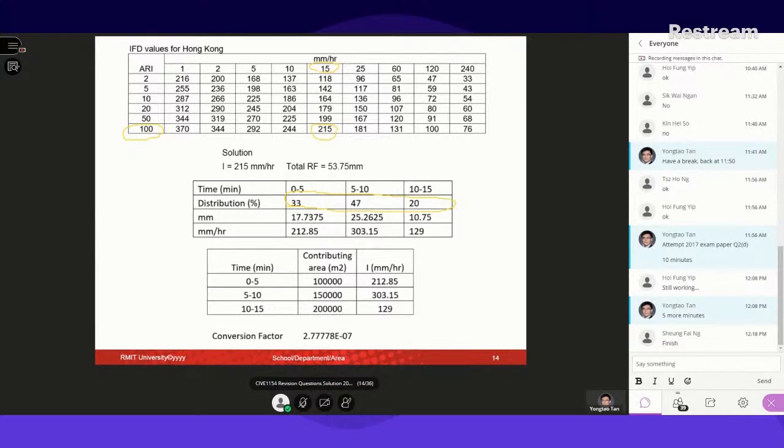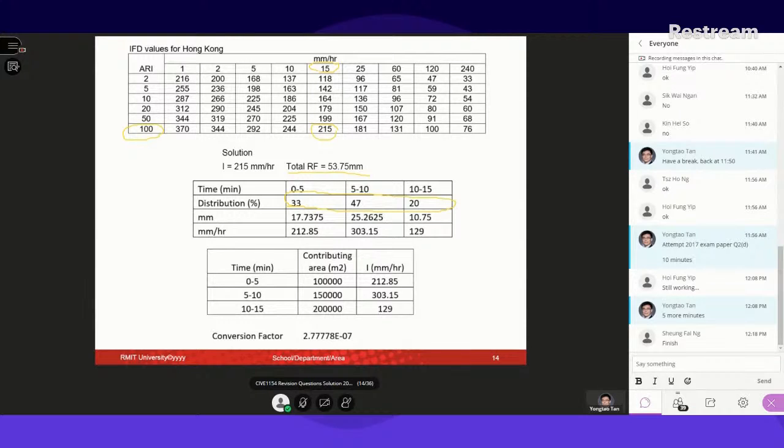That means we can get the total rainfall. During the 15 minutes, we assume the rainfall intensity is uniform, so we convert this to the total rainfall during these 15 minutes. So you get the total rainfall of 53.75 millimeter.